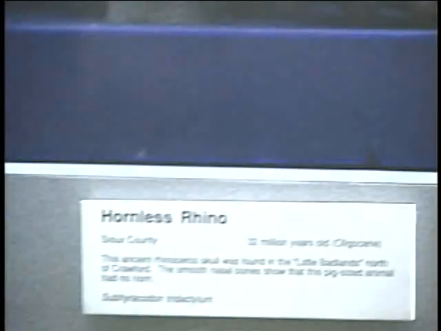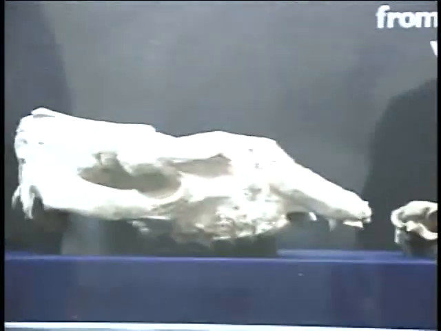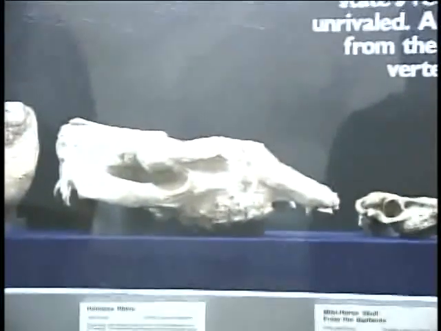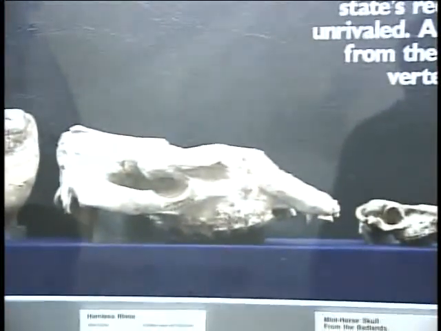Here we have a hornless rhino. This ancient rhinoceros skull was found in the Little Badlands north of Crawford. The small nasal bones show that the pig-sized animal had no horn.